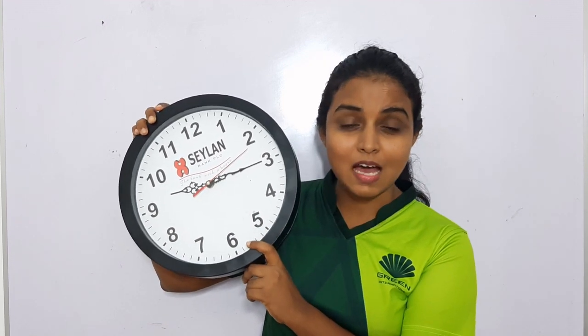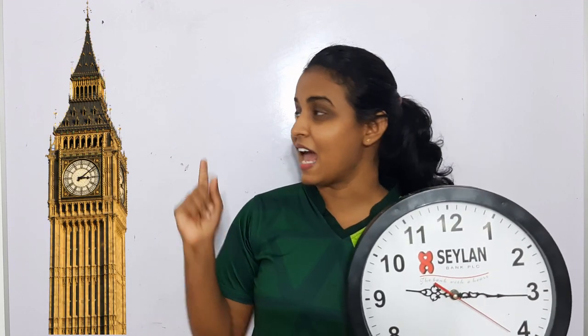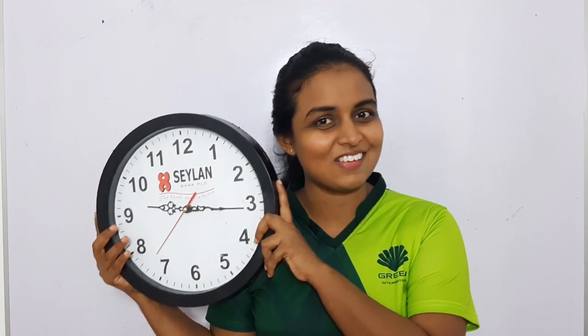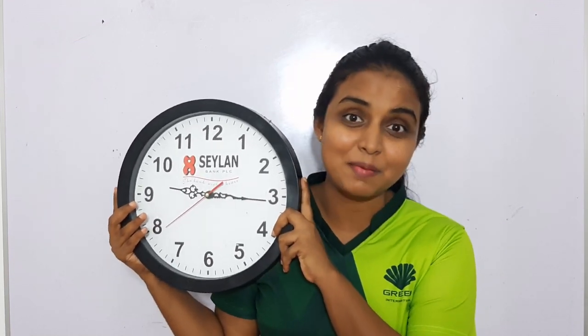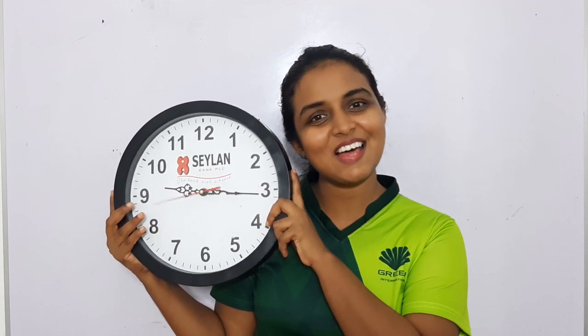Clocks come in different sizes, different colors and different shapes. Do you remember the landmark Big Ben? Big Ben is a huge clock. It's in England. But we do have little clocks at home and today we are going to learn about the clock and how to say the time using the clock.